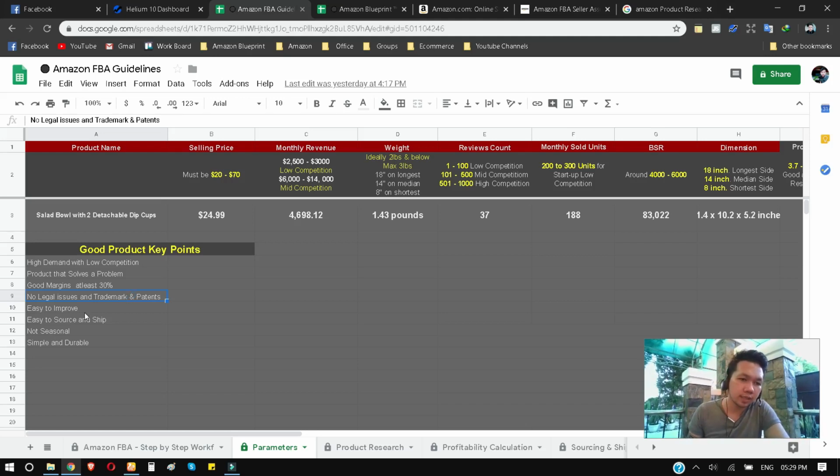Now the next thing is that easy to improve, easy to source and ship. One of the most important, it should be not seasonal. So we wanted an evergreen product that could possibly sell throughout the year. So simple and durable. So those are the basic good points of the product that we are looking for.